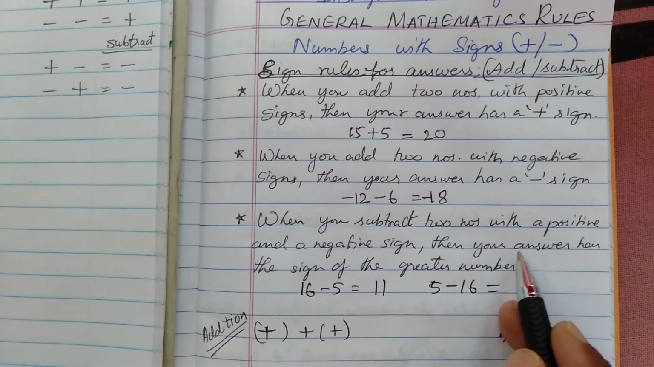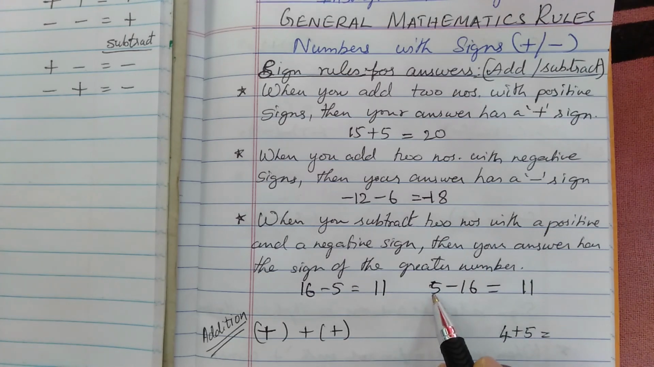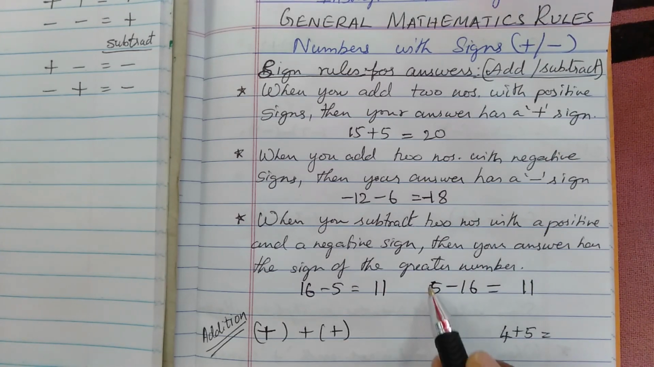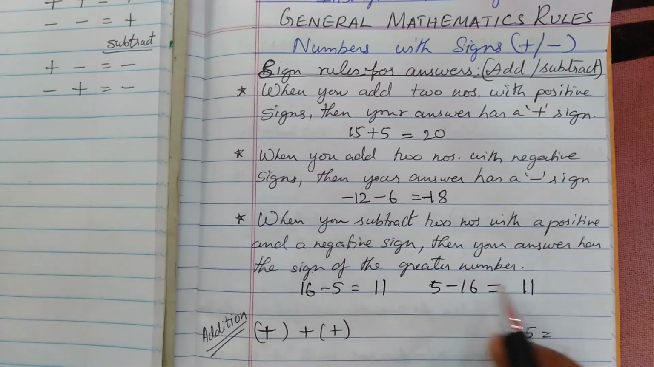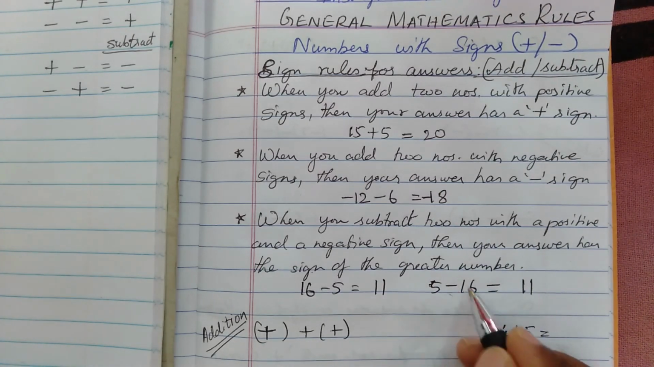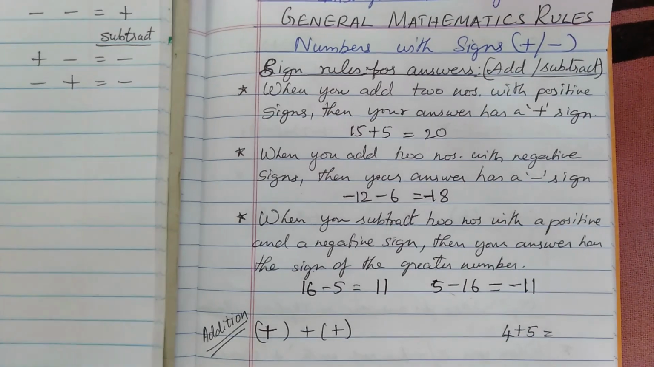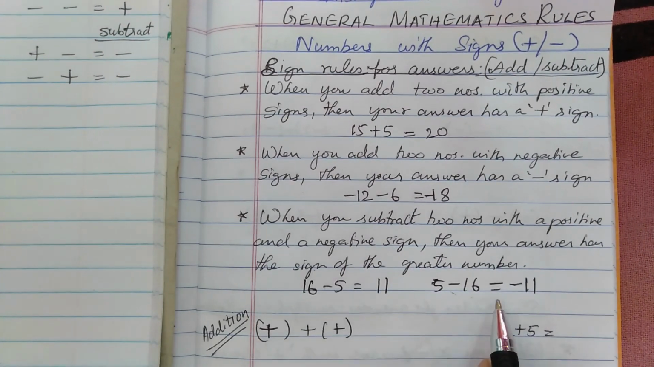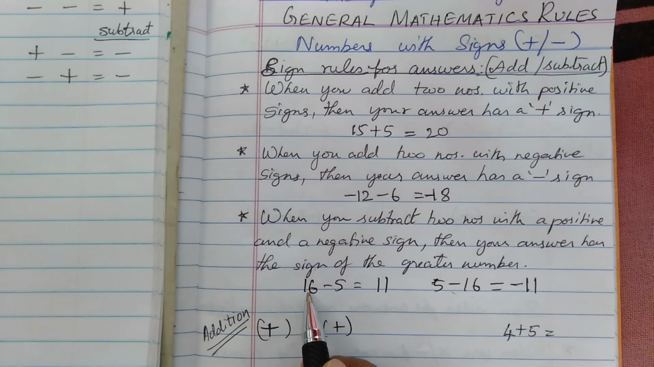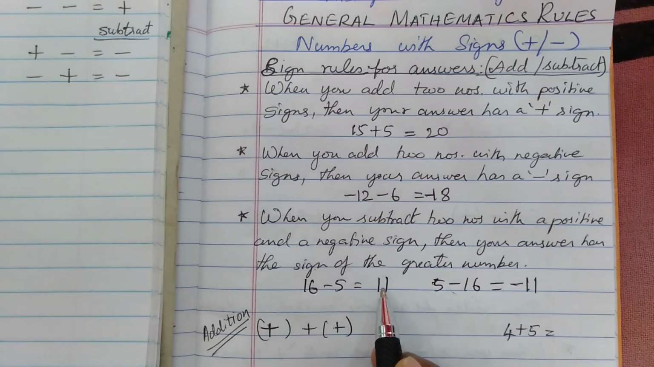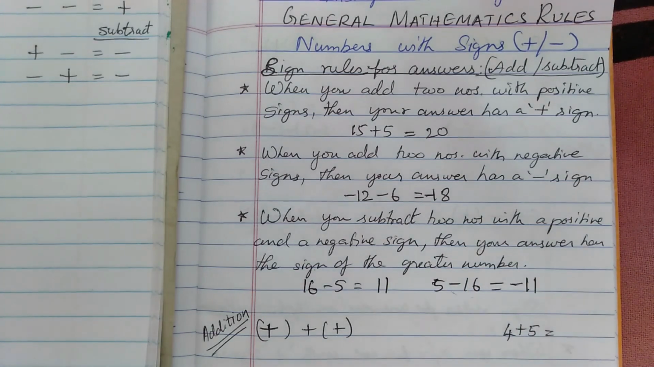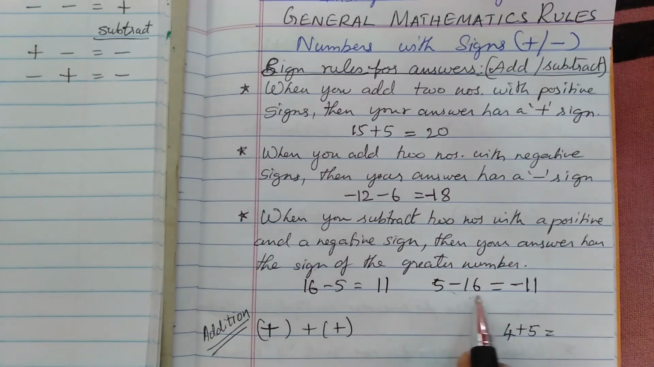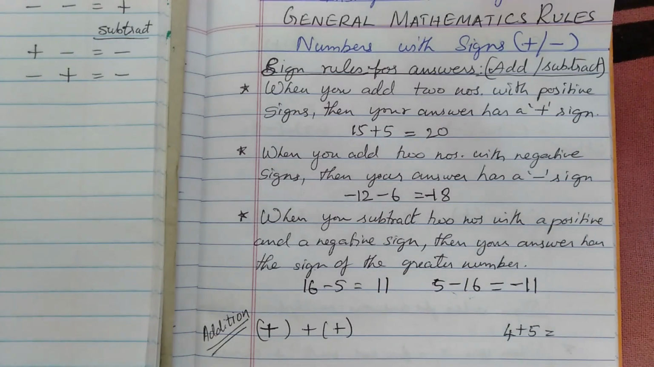But what did I say? Whenever you subtract two numbers with one number having a positive sign and one number with a negative sign, then you will have to give the sign of the greater number for your answer. So here the greater number is 16. 16 has a minus sign, so your answer will be minus 11. Now you understand the difference between these two. When you have 16 on the positive side, your answer is positive. When you have 16 with a negative sign, then your answer is negative, because 16 is the greater number in both places. Got it?